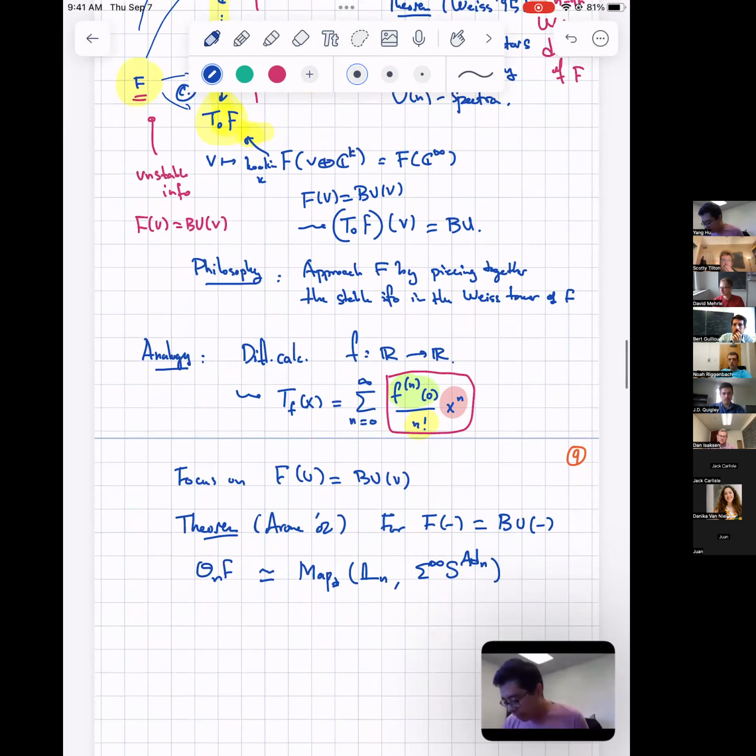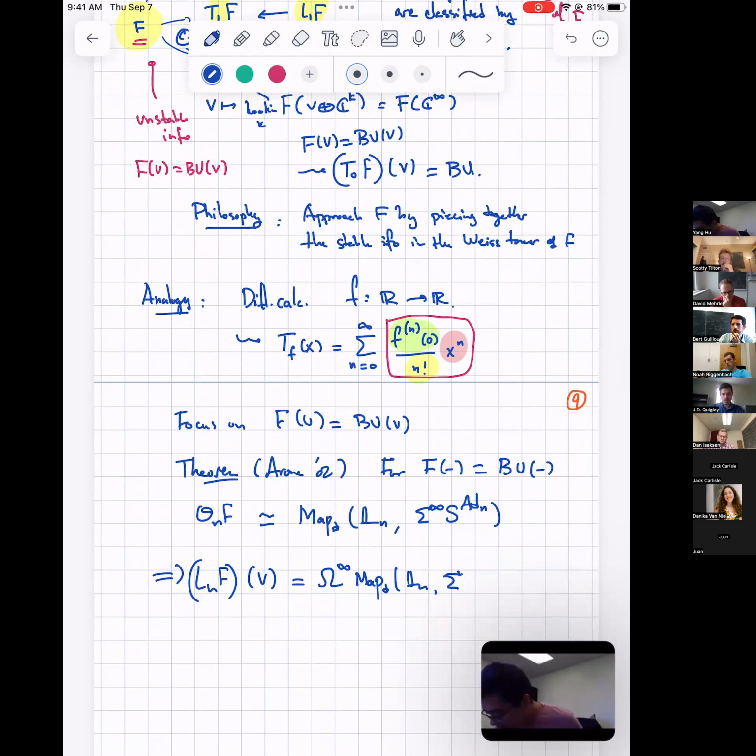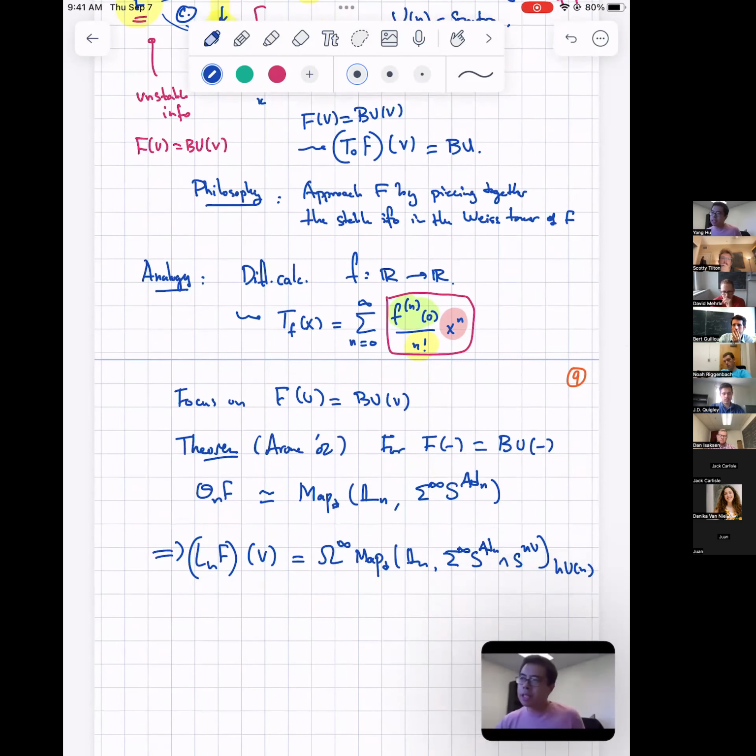And once we have that, the nth layer of f can be written down immediately. So the nth layer of f on a vector space V is the infinite loop space of the mapping spectrum from L_n to Sigma infinity of ad_n, smash with S^nV, and then take HU(n) homotopy orbits. This is good enough, but in general, this mapping spectrum doesn't have a homotopy type that we can easily describe, except for the first layer.